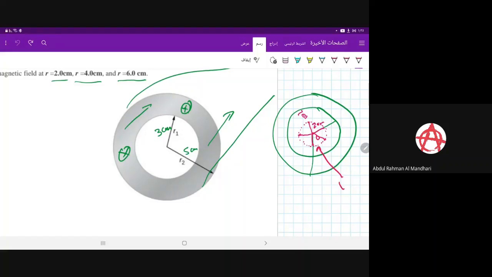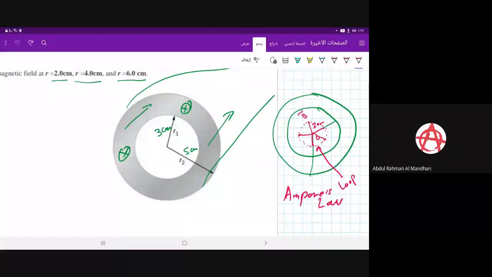This loop we call Amperian's loop, which comes from Ampere's law. Ampere's law lets us draw a loop, like a Gaussian surface. Do you remember the Gaussian surface? That is a 3D surface.